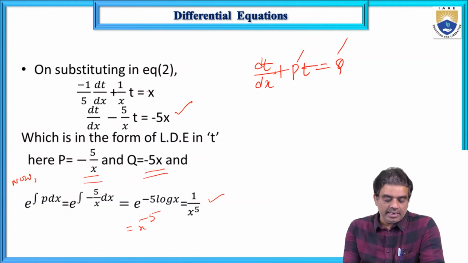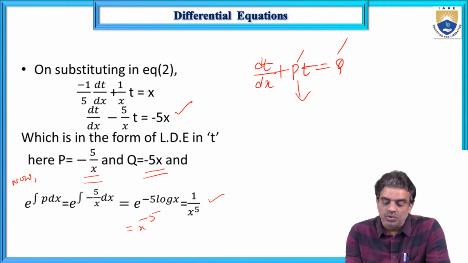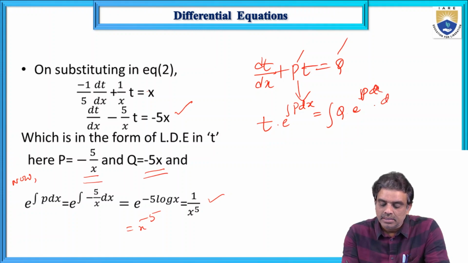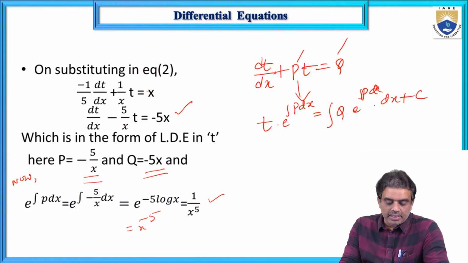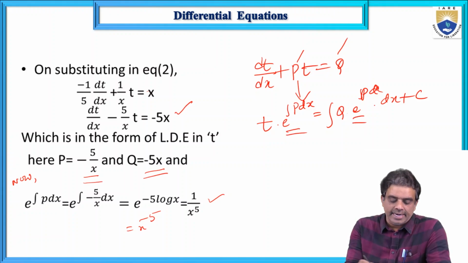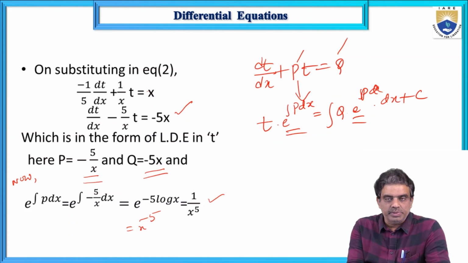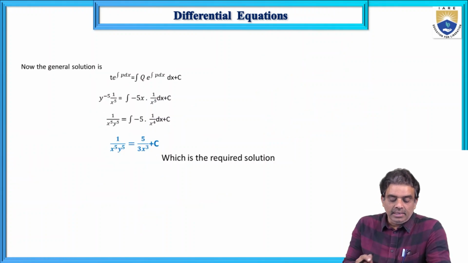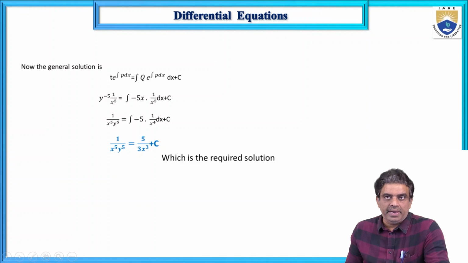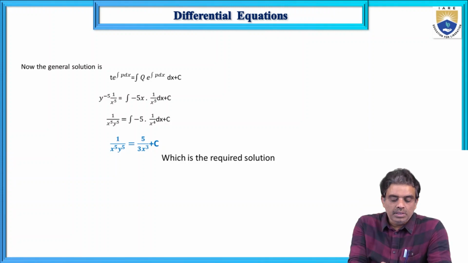Why did I calculate this? Because this is a linear equation, the solution will be in the form t into e power integral p dx is equal to integral q into e power integral p dx plus c. That is the solution format. So e power integral p dx is the required item. This is called the integrating factor, which has been calculated as 1 by x power 5.